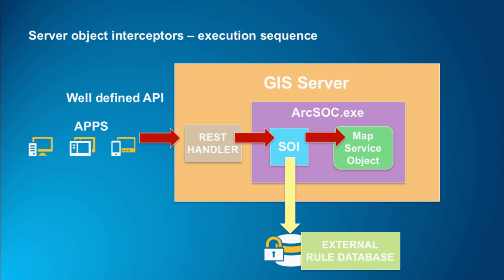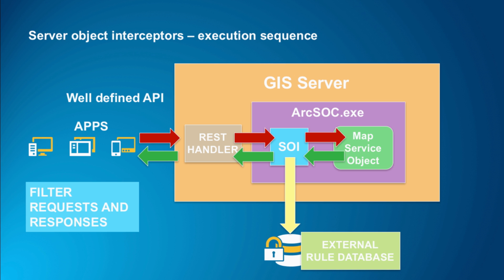So it can pre-process it and send it ahead, or delegate it to the map service object to do its work. The map service is going to handle the request, but then again your SOI gets a chance to post-filter your response before it goes back to the client. Once again, it can look up a database or act on it as needed, and then send the response along its way to the client. So your SOI really masquerades and sits in between the REST handler and your map server object, and it has the ability to filter requests as well as responses as needed.